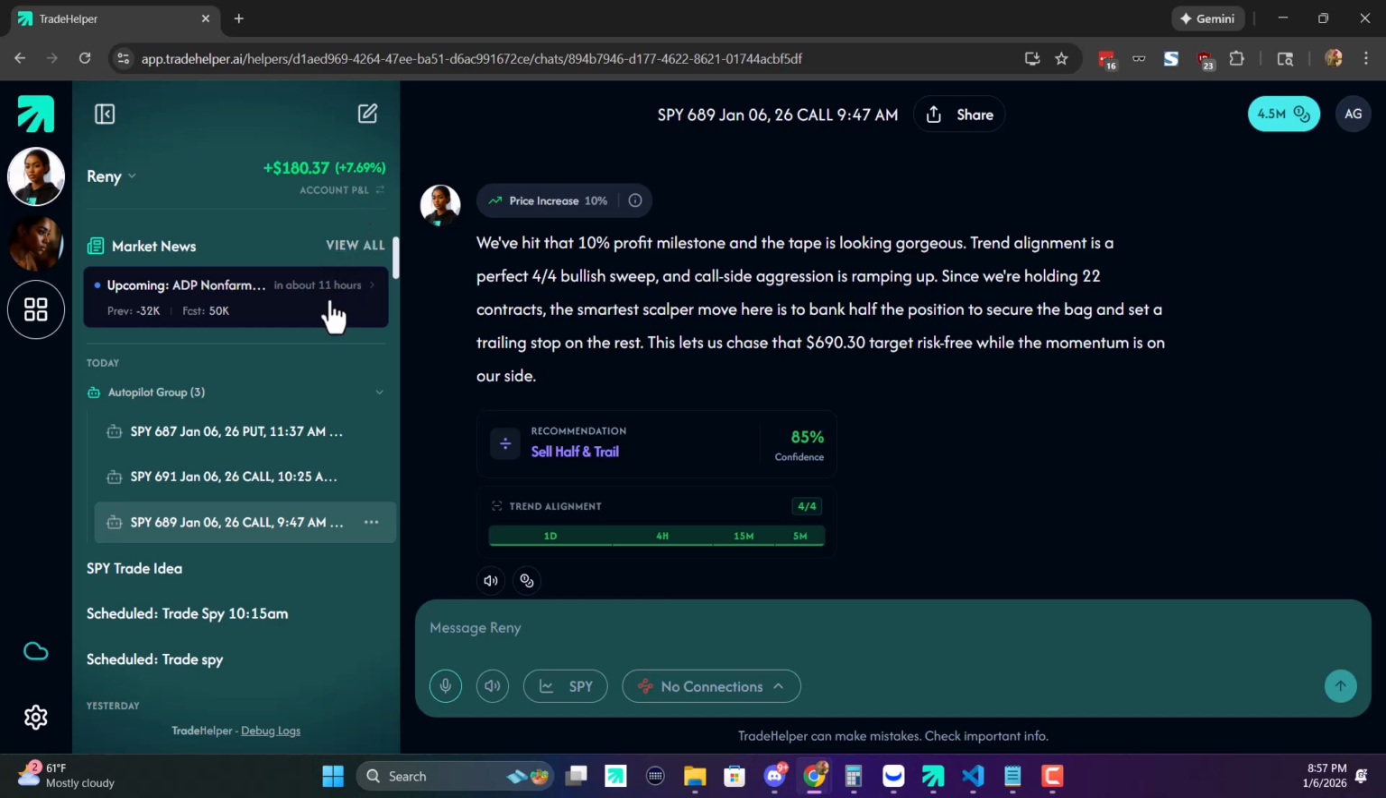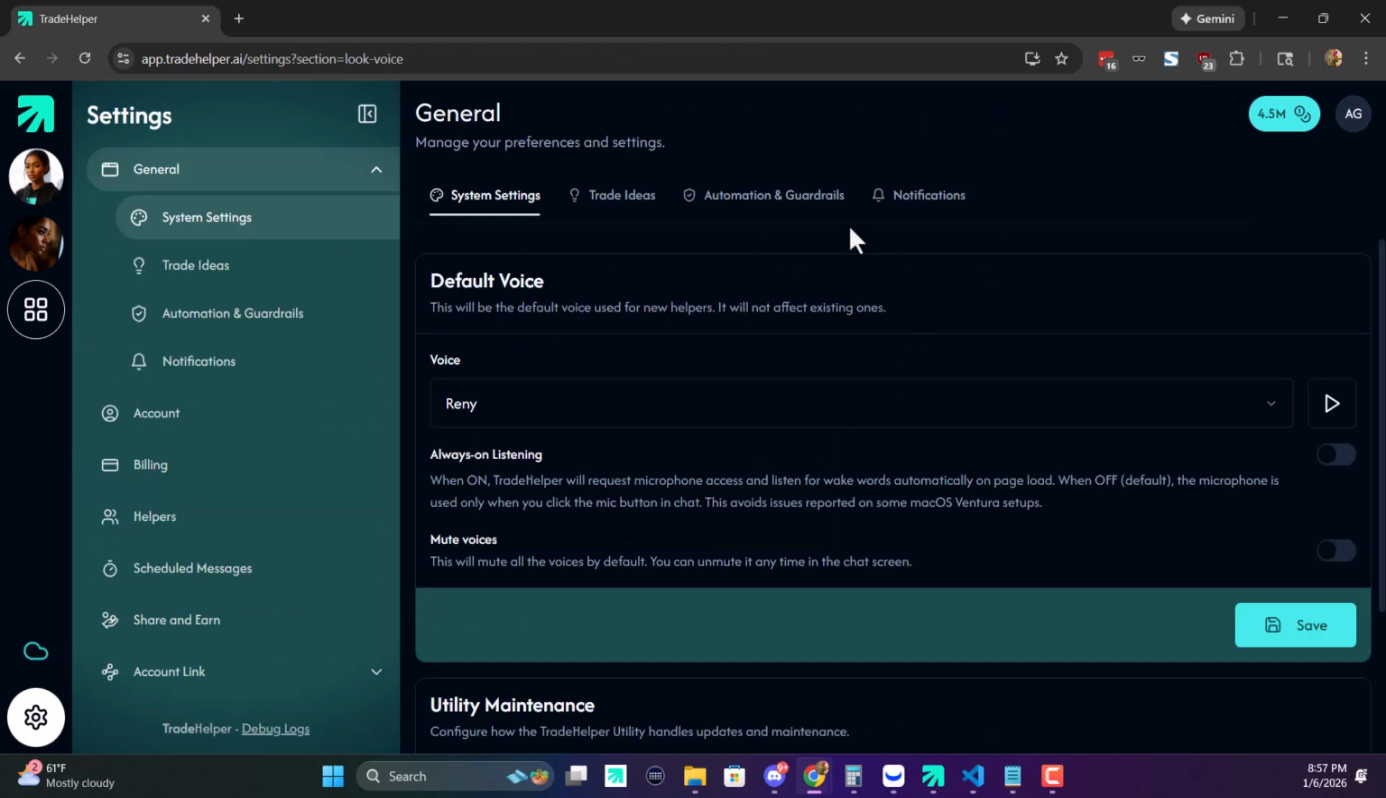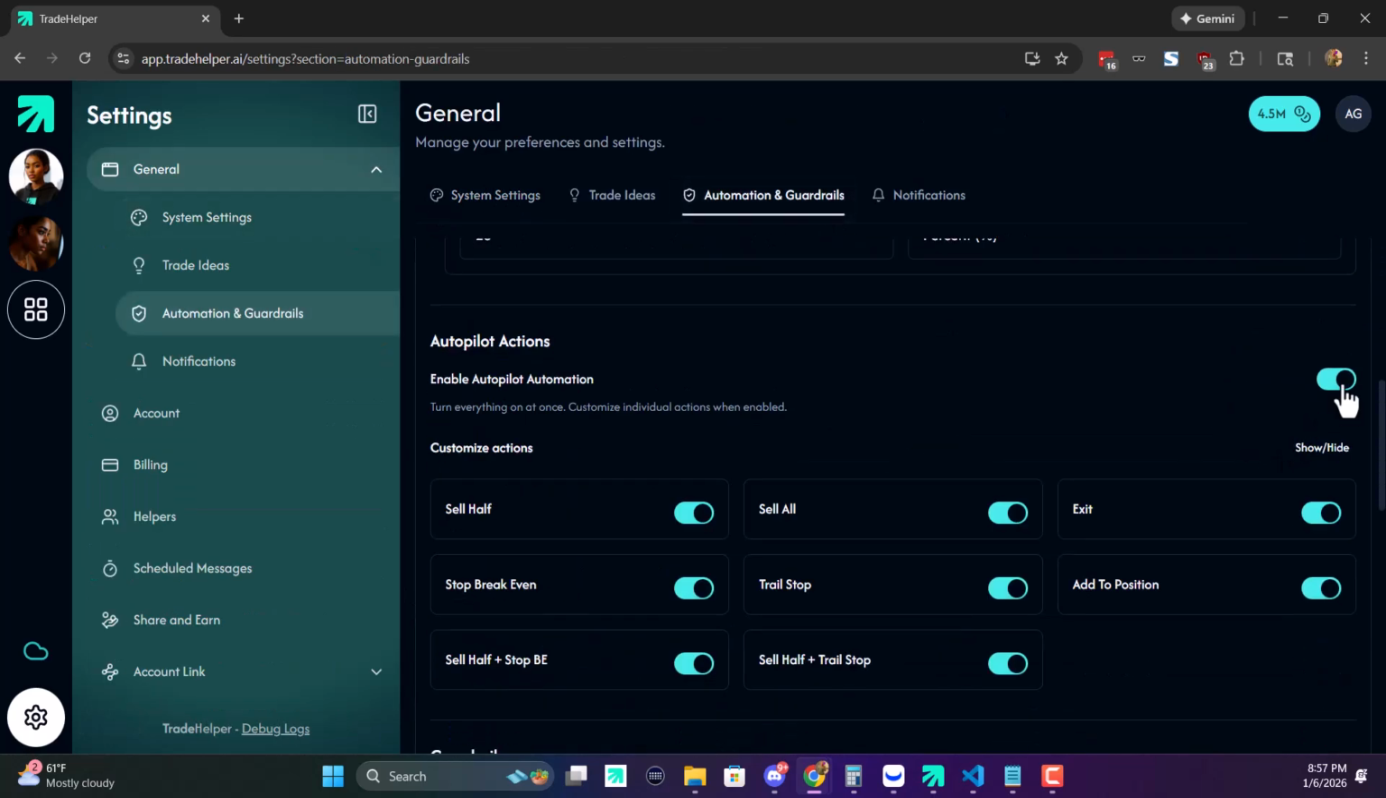If you have this turned off, it means she'll just give you the recommendation, but she won't actually do it. It's up to you to actually do it. If you have this turned on, she'll literally be the one that does it. She will say sell half and trail, and she will go ahead and sell half and trail. That's all that means. All right. This is for people that want to self-manage their trades at a certain level if they feel like it for whatever reason. Right. That's all that is. It's the same switch over here.